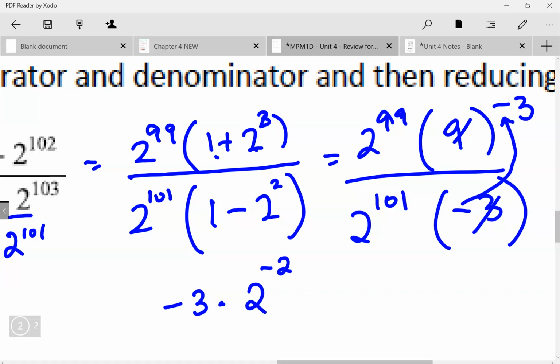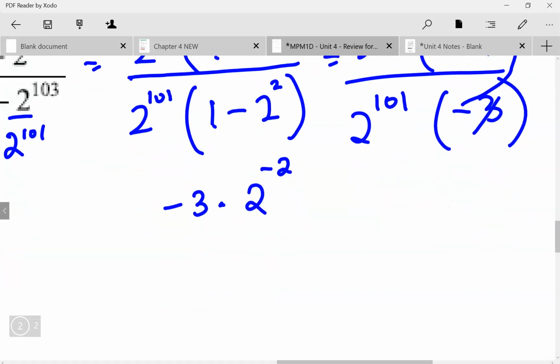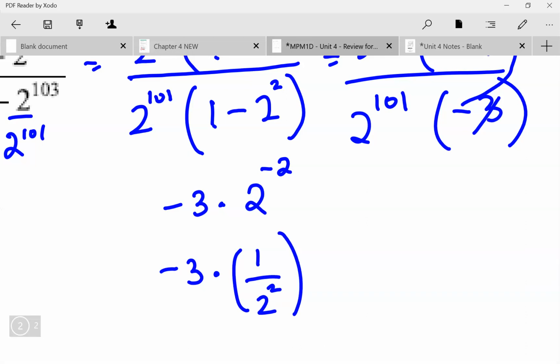And now, again, we're not really done simplifying because I have a negative power and I don't like negative powers. So again, this 2 to the power of negative 2, I'm going to rewrite as 1 over 2 squared. Hopefully we remember that from our exponent laws. You take the reciprocal or the flip of 2, which is 1 over 2, and you make the power positive, so it's 2 squared, which now leaves me with a negative 3 times 1 squared, over 2 squared.